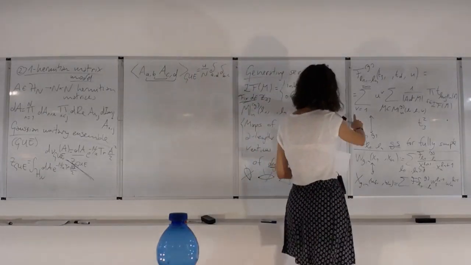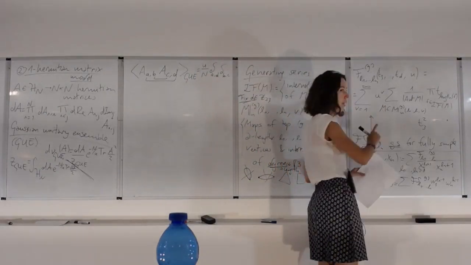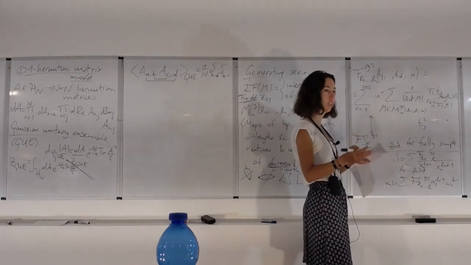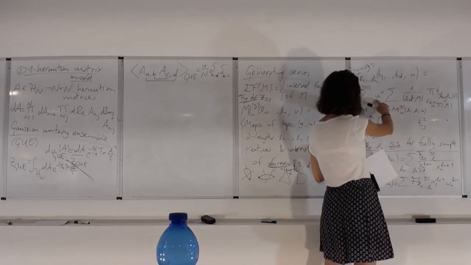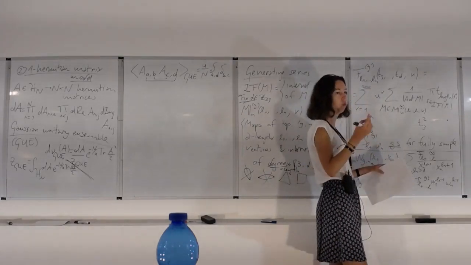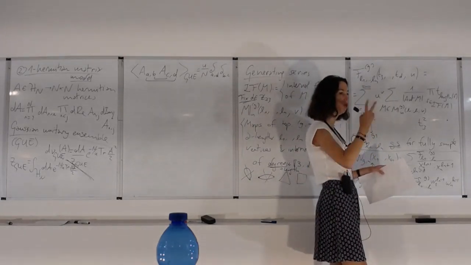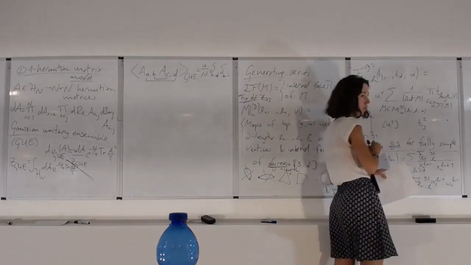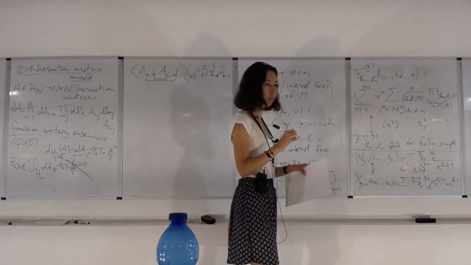V is the number of vertices, and U is the variable or the parameter that keeps track of the number of vertices, because it's U to the V. So if you want to know how many maps there are with 2 vertices, you will extract the coefficient of U to the 2. And thanks to that U, you can do that.